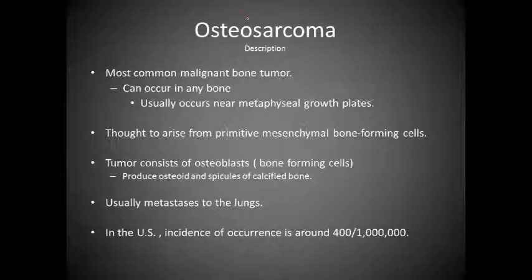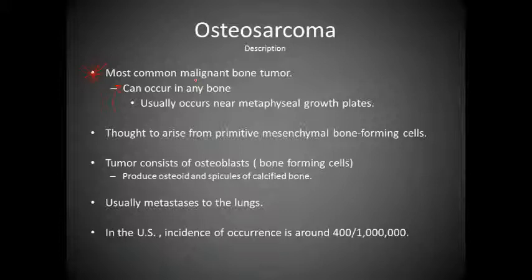So that brings us to our first topic, and this is osteosarcoma. First thing that you need to know about osteosarcoma is that it is the most common malignant bone tumor. So this is a cancerous type of growth, and the scary thing is that it can occur in any bone. So there's really no limitations on where an osteosarcoma can occur.